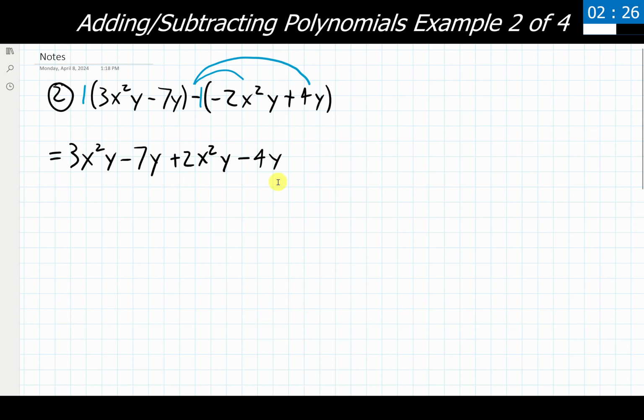So I'm trying to determine what are like terms in this particular expression that I'm now working with. I see that I have x squared y, and I have another x squared y term. So these two things are like terms. I'm going to go ahead and underline those in blue, just for the sake of showing that they are the same. Do I have any other terms that are like terms as well?